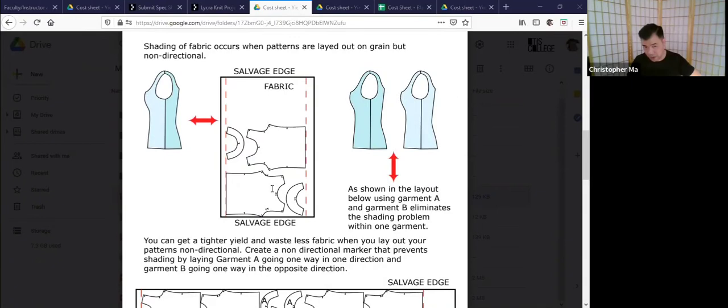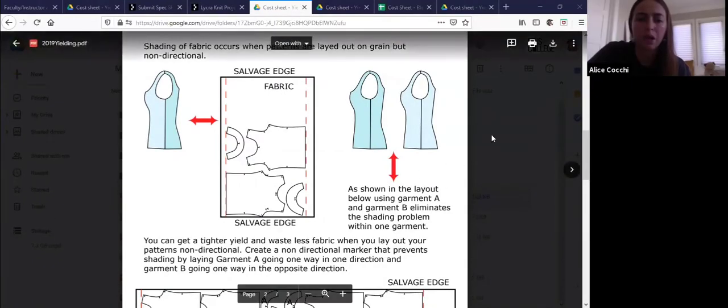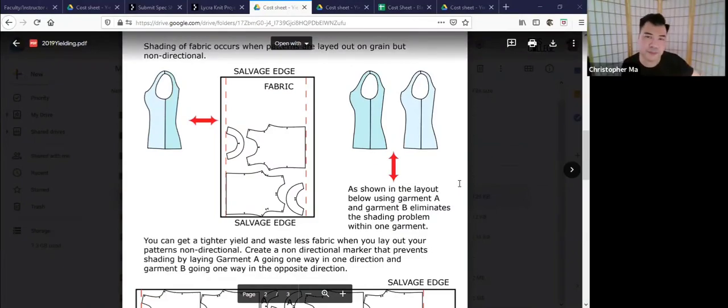Any questions so far? What I just said to you just now? I have a question about the first page. Previous page? Yeah. Okay.